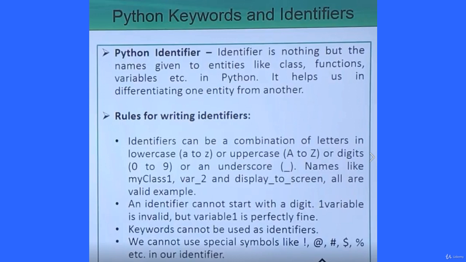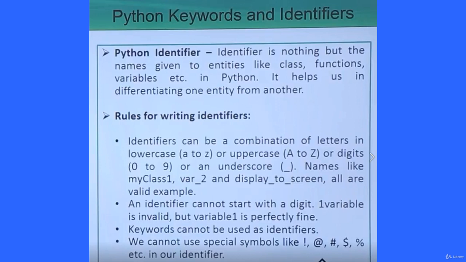An identifier cannot start with a digit. So 1variable is not valid, it is invalid, but variable1 can be treated as a valid identifier. Keywords cannot be used as identifiers. We cannot use special symbols like exclamation mark, at the rate, hash, dollar, percentage symbols, etc. in our identifier name. These rules are mostly common in almost all programming languages, and these are the rules to be followed while defining identifiers in Python.